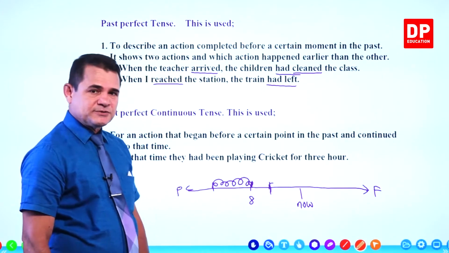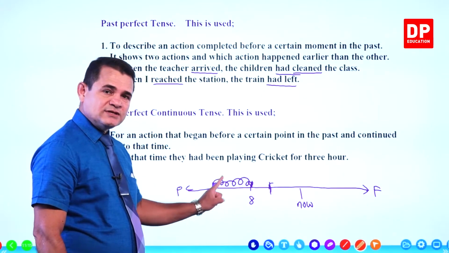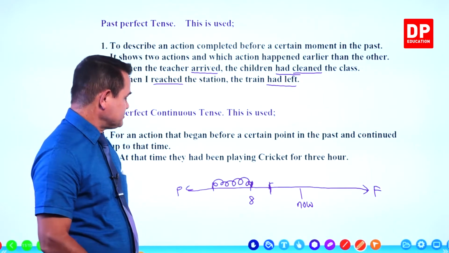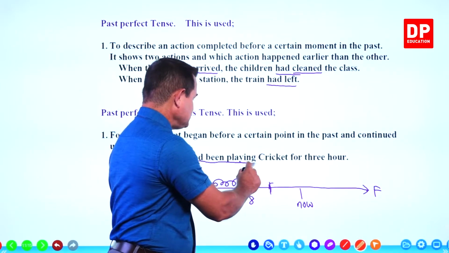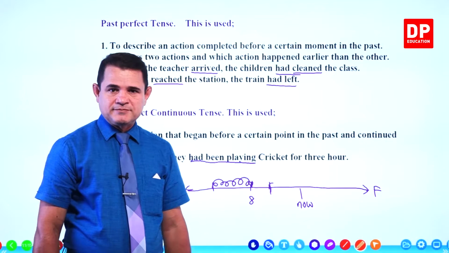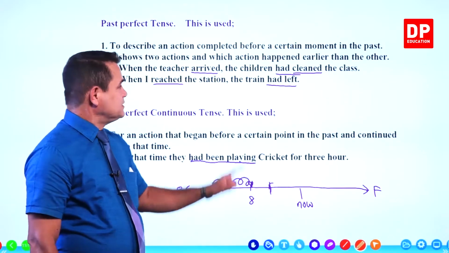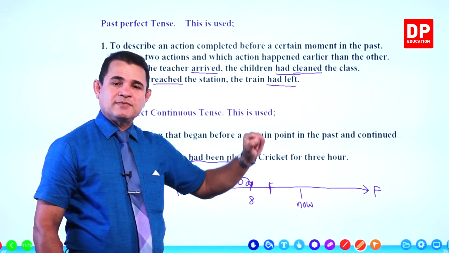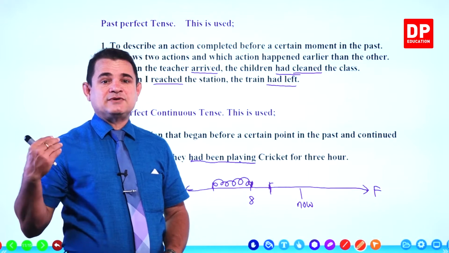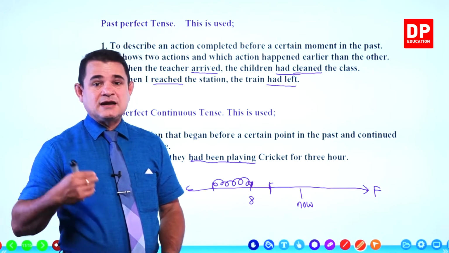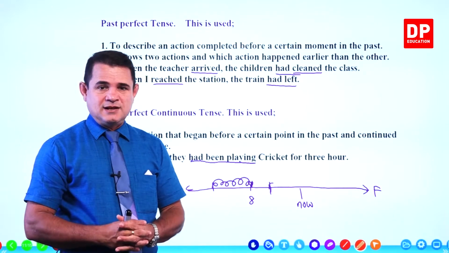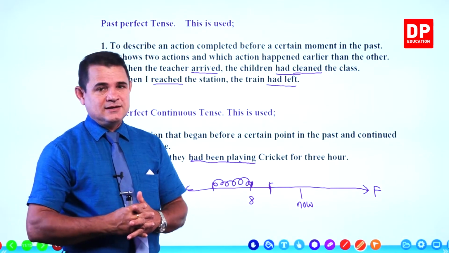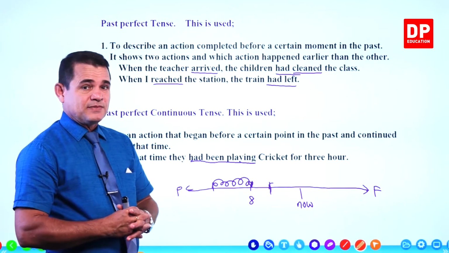Then by this time finished. What was happening during this time, we say with past continuous. Past continuous means had been plus ing form of the verb. Right, remember this. Had cleaned is past perfect. The train had left. The children had cleaned the classroom. Had cleaned.